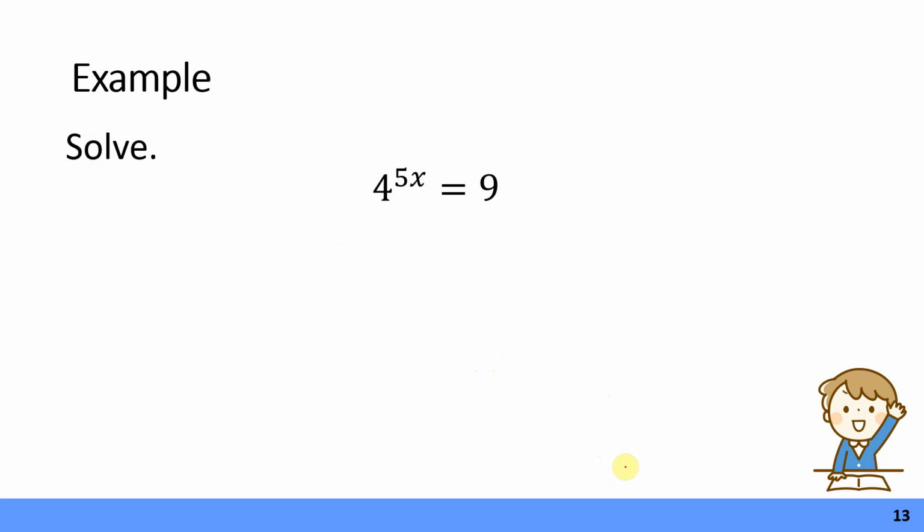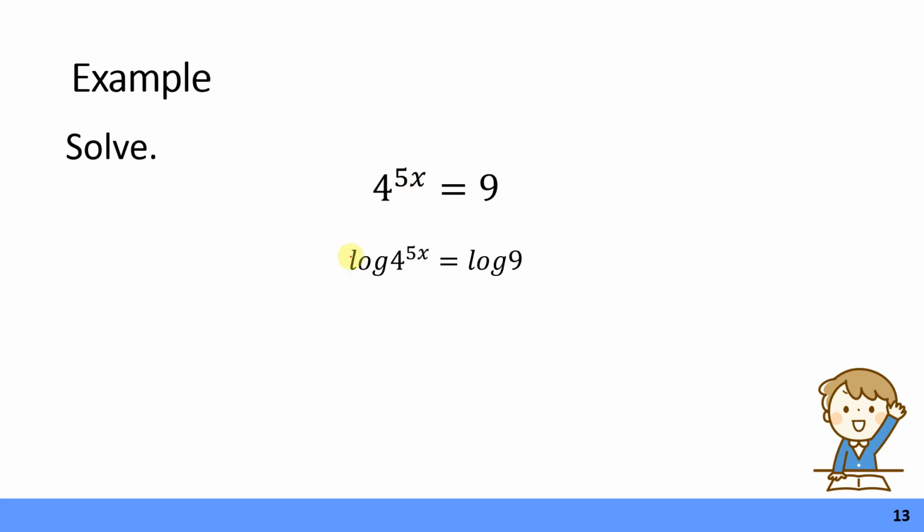Okay, you guys made it to the end. This is the last problem for today. Again, dead giveaway, there's no way we can write the 9 with a base of 4. So that means, hey, we're going to have to use the log. Just so you know, you can also use ln. You can add ln to both sides. Feel free. Again, if you want to use log, you could use log. So I'm going to go ahead and use log because that's what I've been using throughout the whole video. But if you want to use ln, trust me, you're going to get the same answer.